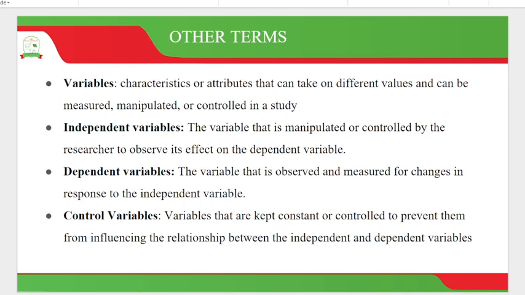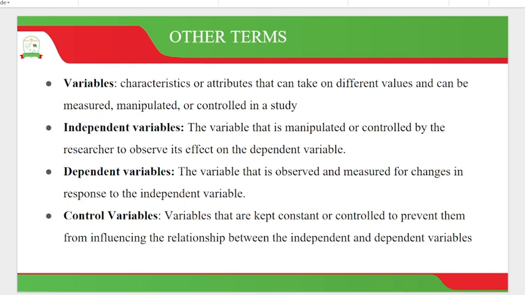Let's go to the next slide. We also have the types of variables. This is very important because for any research, you must look at the variables. These variables have two types: the independent variables and the dependent variables. The independent variables are those that are manipulated or controlled by the researcher to observe their effect on the dependent variable.